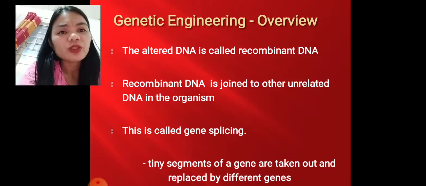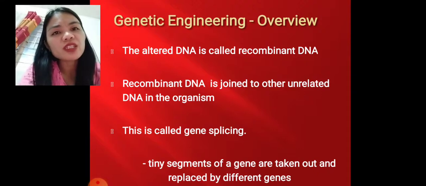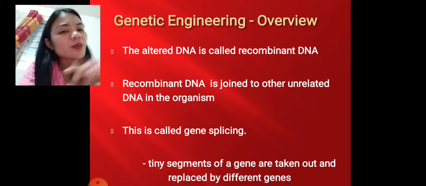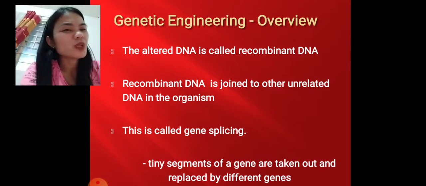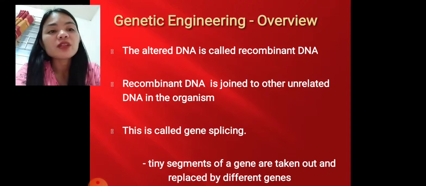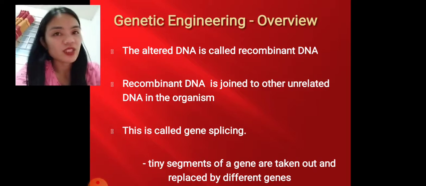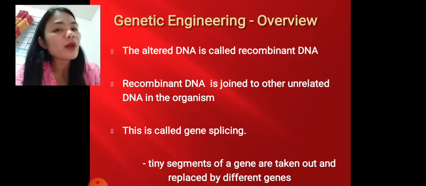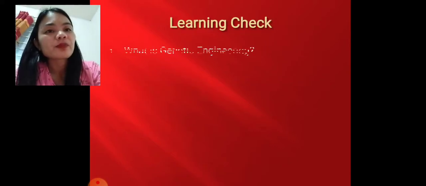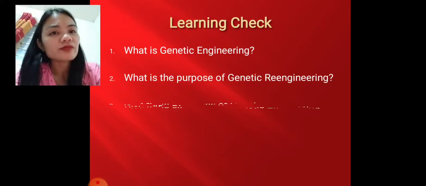When we have this gene splicing, tiny segments of a gene are taken out and replaced by different genes. May aalisin ka, tas may ipapalit ka. So, gene splicing. Next. So, learning check.